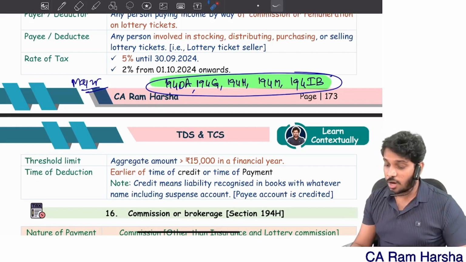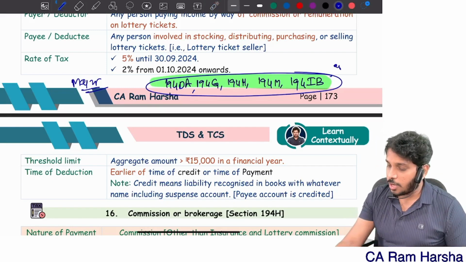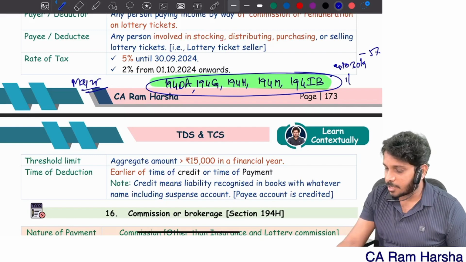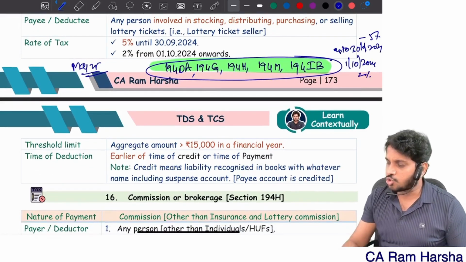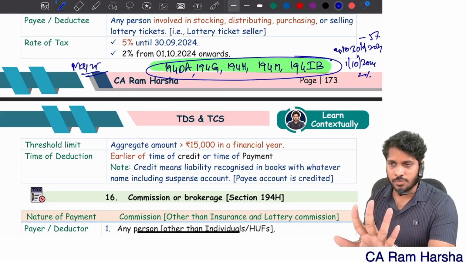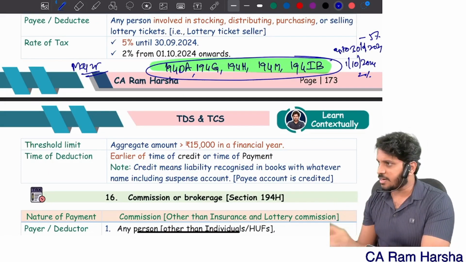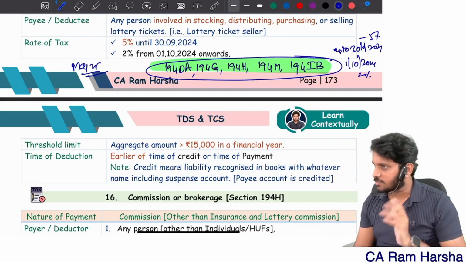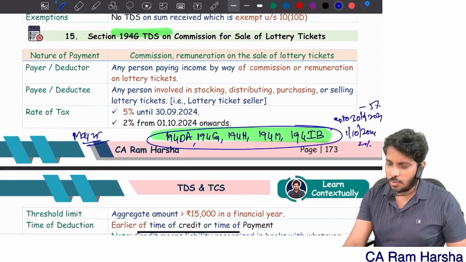Yes or no? In all these sections, up to 30th September 2024, 5% TDS is applicable. From 1st October 2024, 2% TDS. Clear or not? Now, what is 194G?